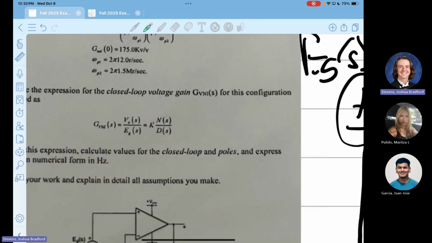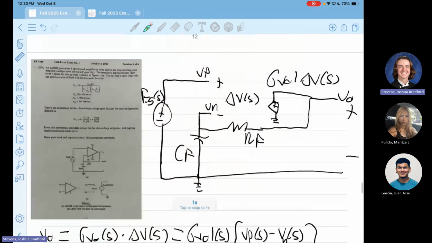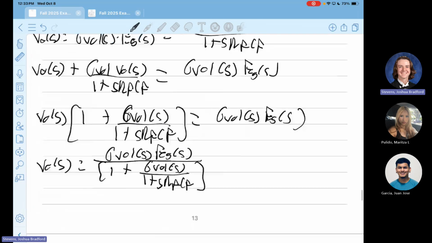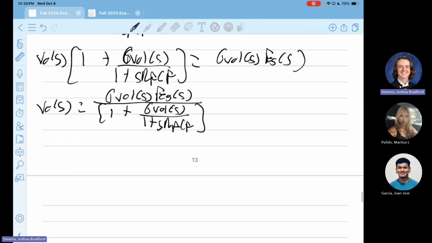Well, we found V out of S. Let me plug it into that equation. Is that making a little bit of sense? You use another equation to find that equation. It's kind of sucky. So like I said, the G VNI of S, whatever, equals V out of S over EG of S.